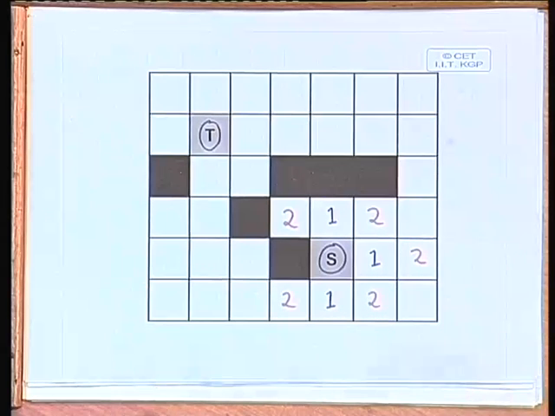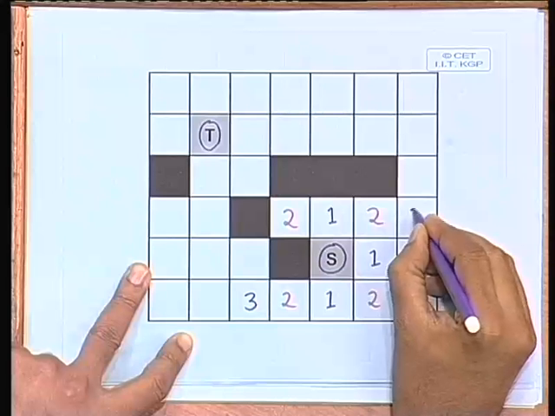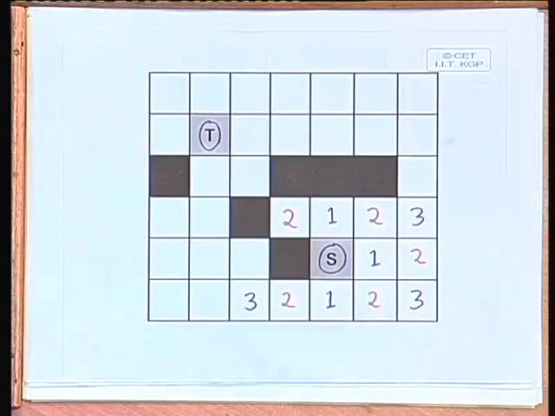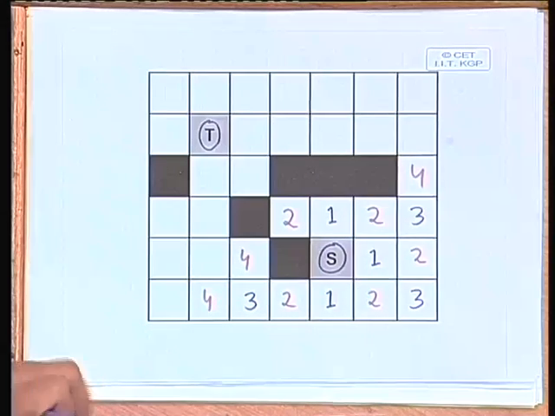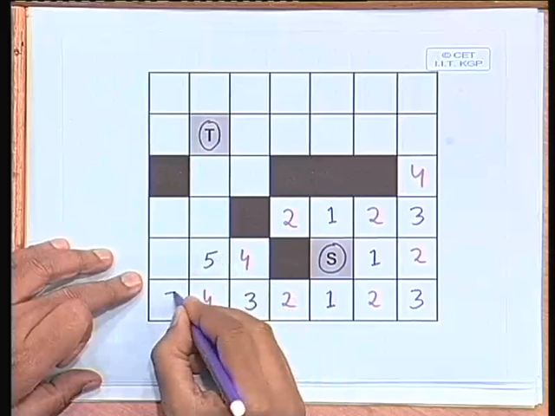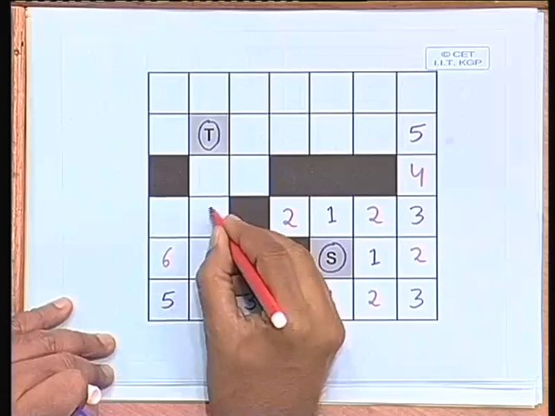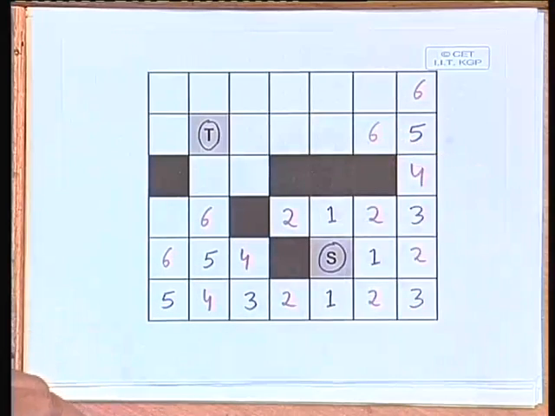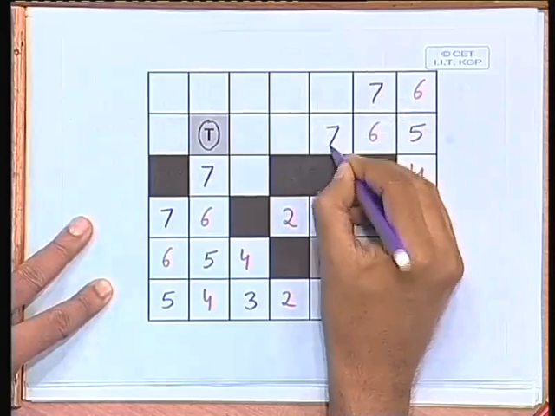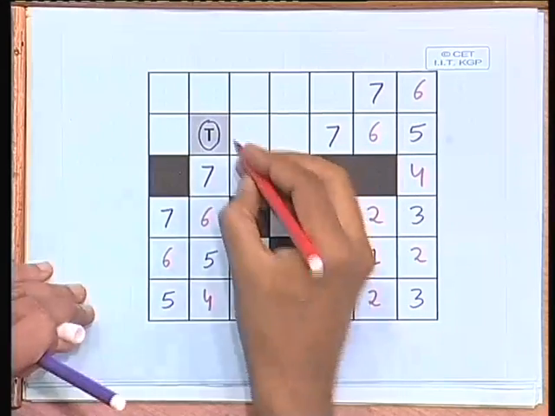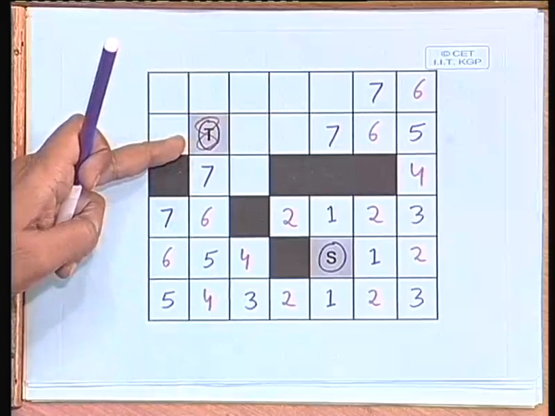Then the neighbors of 2s will be labeled as 3s. This will be 3s. This 2 has obstacles on all sides, it cannot expand any further. 3, 3. Then 4, 4, 4, 4. Then 5, 5, 5, 5, then 6, 6, 6, 6 and 6, then 7, 7, 7, 7, 7. Then while trying to label 8, you will hit upon the target. So, the target is at a distance of 8 from the source.